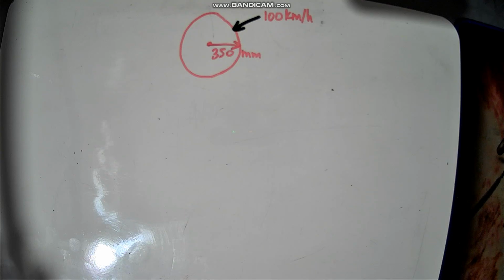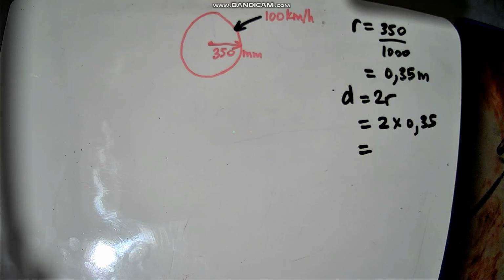So we're going to need to do some conversion here. The first thing, I want you to convert the speed to meters per second, and also convert your radius to meters. From millimeters to meters, we divide by 1,000. So this will give me 0.35 meters. Remember that the diameter is twice that of the radius. So 2 times 0.35 will give me the total diameter. My diameter will be 0.7 meters.